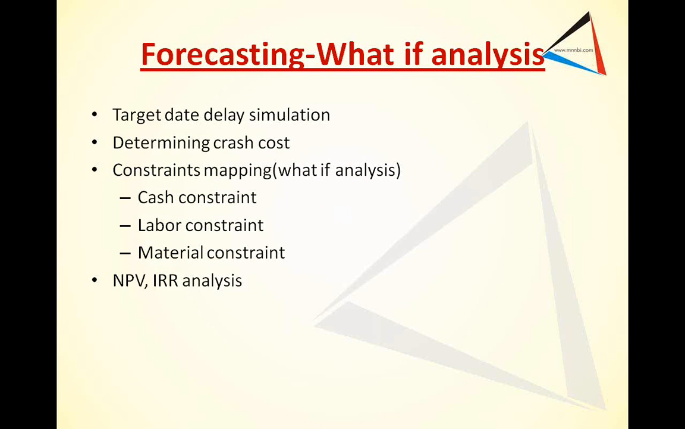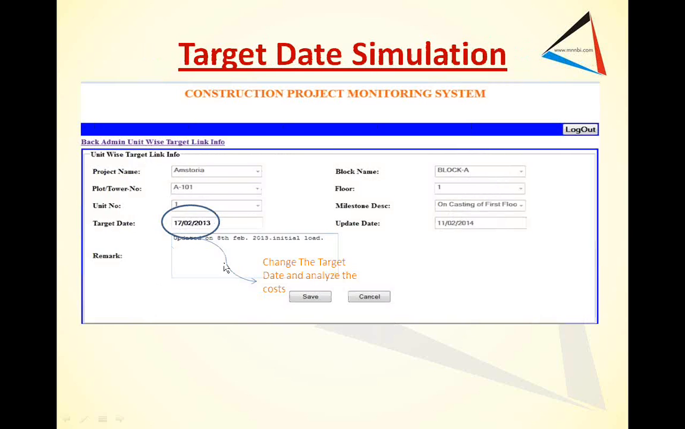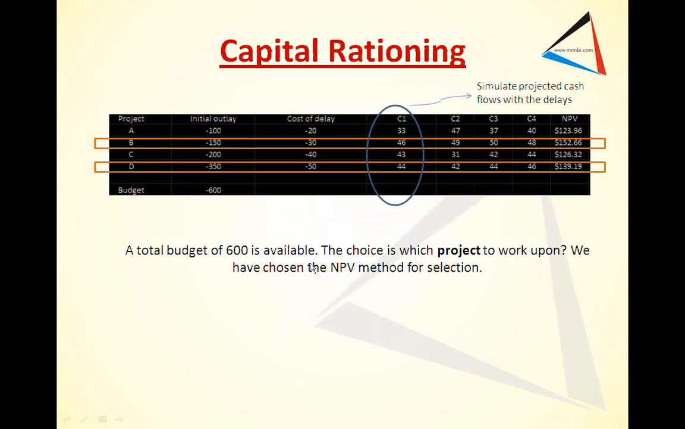So then we come down to the next portion, which is the forecasting, the what if analysis. So you have the target date delay simulation. You have to determine the crash cost, the constraints mapping, cash constraint, labor constraint, material, and the NPV and the IRR. So basically you are shifting this target date now. First of all is the issue of a capital rationing. Just say suppose I've got only 600 rupees available.